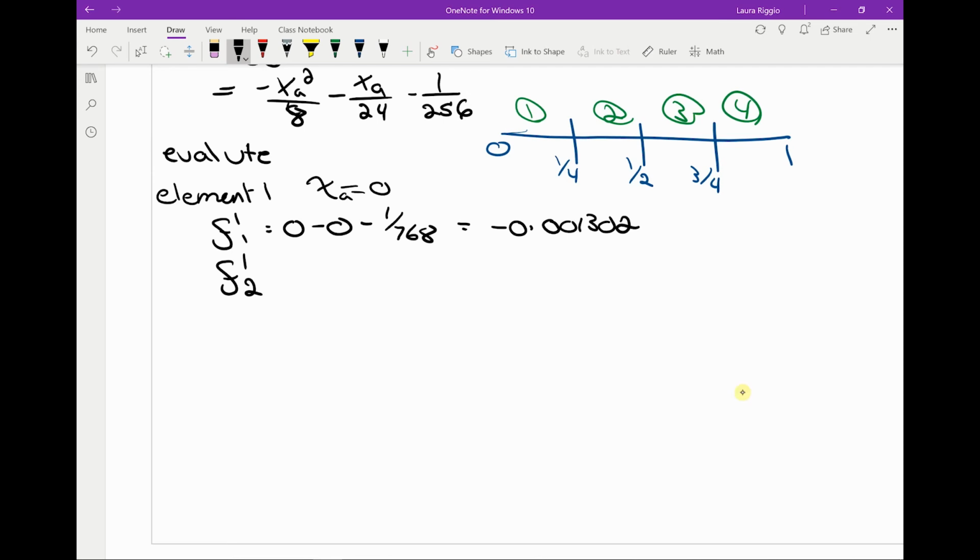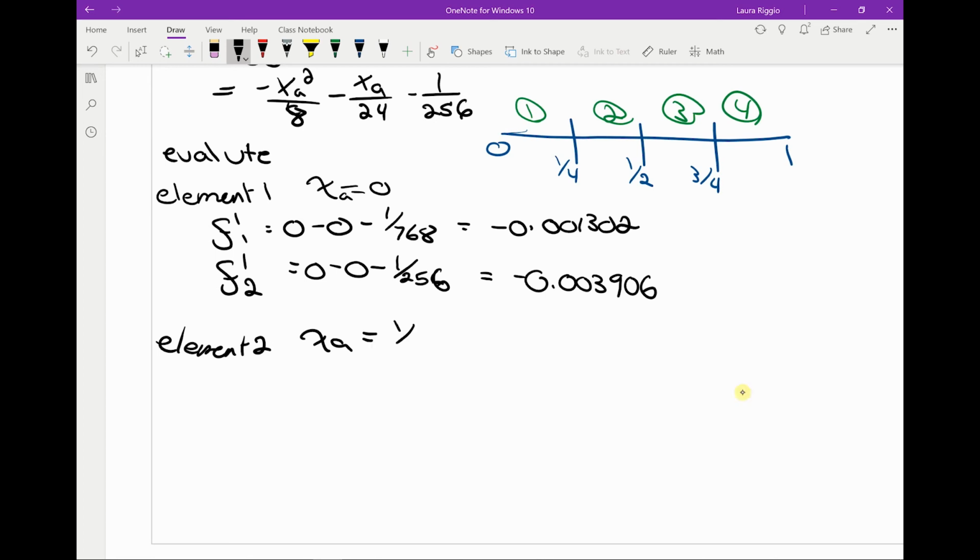You're going to get f12, which is 0 minus 0 minus 1 over 256, which equals minus 0.003906. So for element 2, xa is now equal to 1/4. So you get f11, f21 is equal to minus 0.014323, and f22 is minus 0.022135.